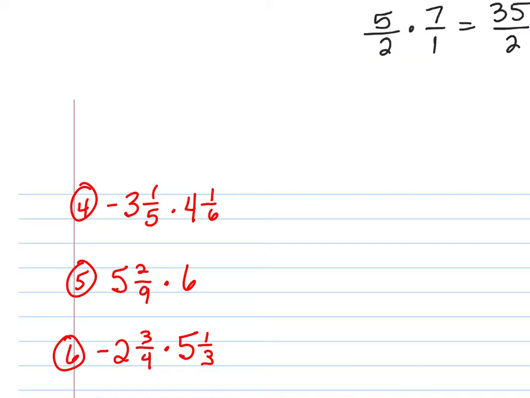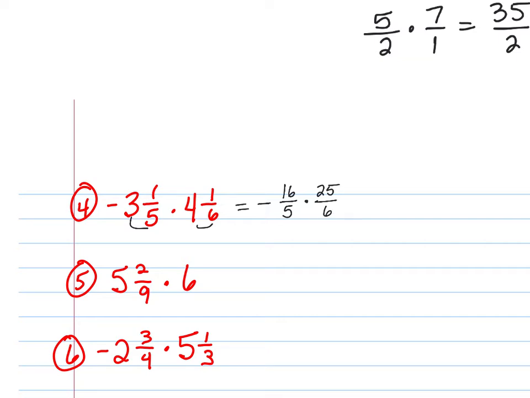Times 4 1/6 is close to 4. What is -3 times 4? Well, it's -12. So you know your answer has to be close to -12. So go ahead and make them both improper. And we get -5 times 3 is 15 plus 1 is 16 over 5 times 6 times 4 is 24 plus 1 is 25 over 6.